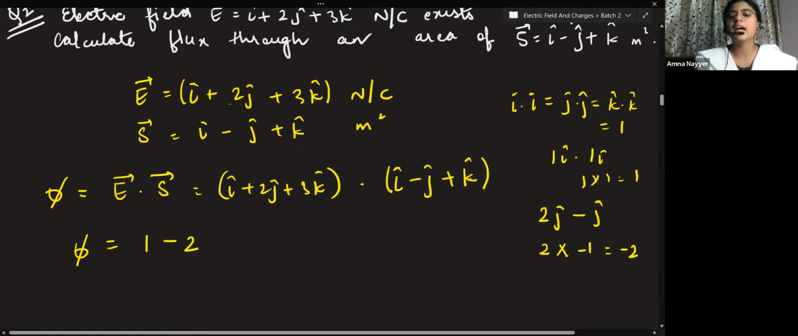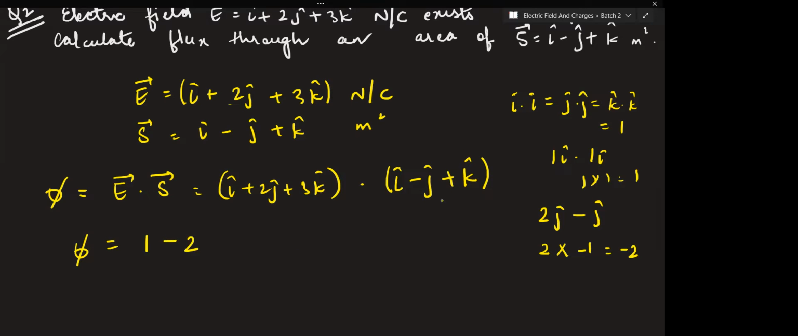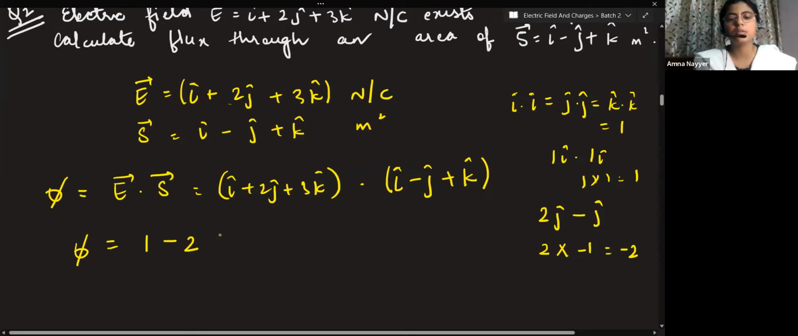Then 3 k cap multiplied by, what is the coefficient of k cap over here? 1. So 3 into 1 gives you 3 only. I'm repeating. See, coefficient of i cap is 1. Multiply both the quantities. 1 into 1 gives you 1.